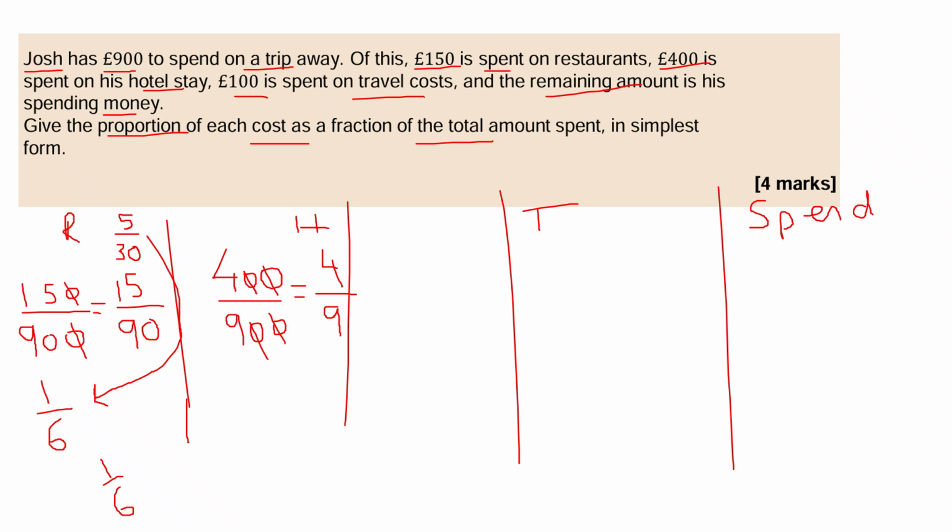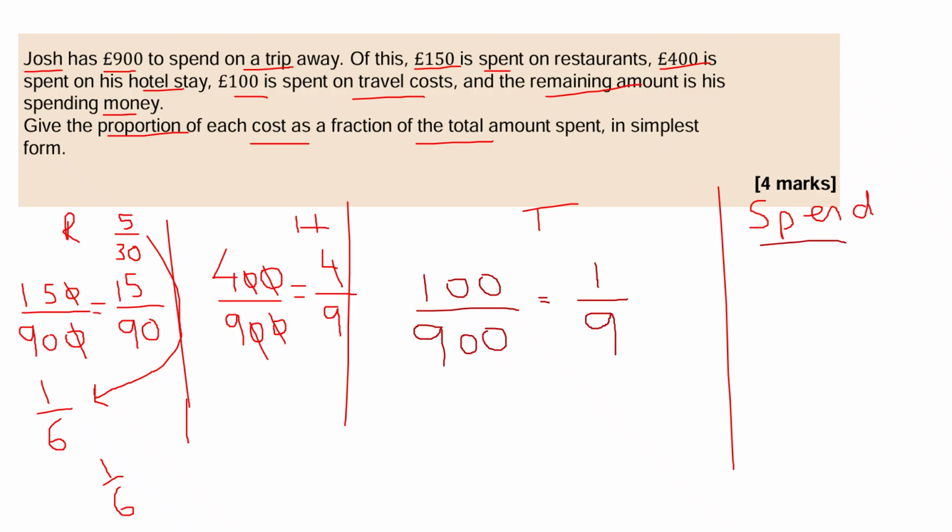Next up, we've now got the travel cost. So that'll be 100 out of 900, so 100/900ths. And again, they're both divisible by 100, so divide top and bottom by 100, i.e. cancel off the 2 zeros on the top and bottom, and you get 1/9.